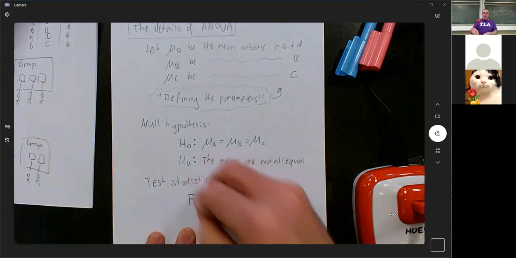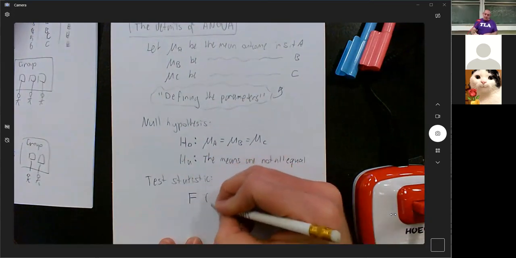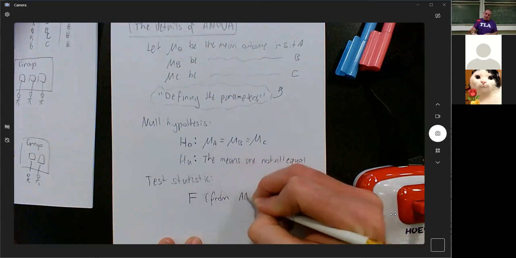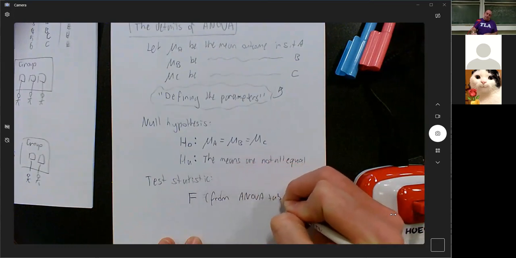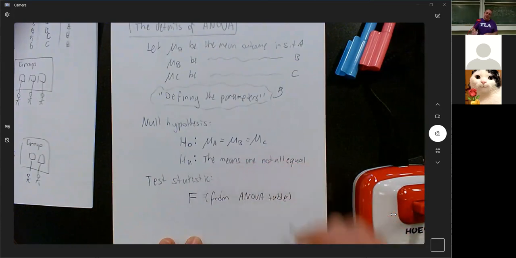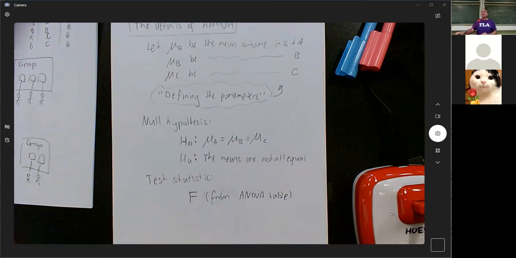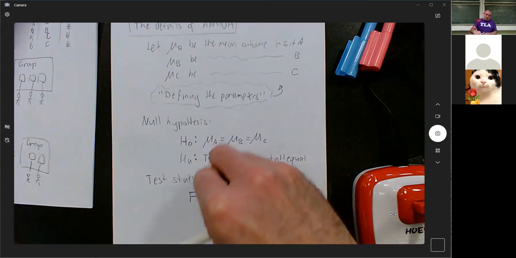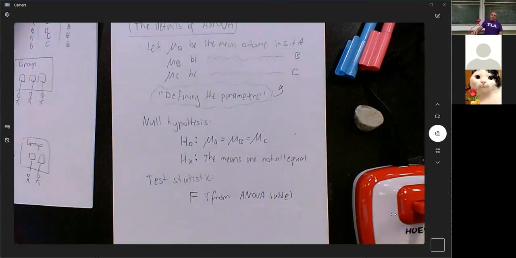F, and you might possibly say from the ANOVA table, just to remind yourself that is where it comes from when you go looking for that number. Okay, and the test statistic has a distribution. So whenever you do any hypothesis test, you calculate a single number from all of your data, and today it's called F.